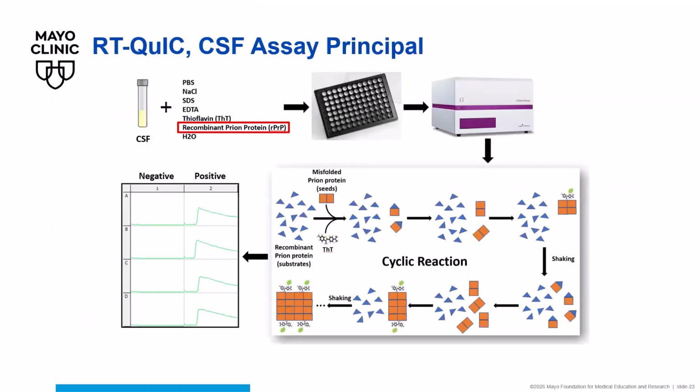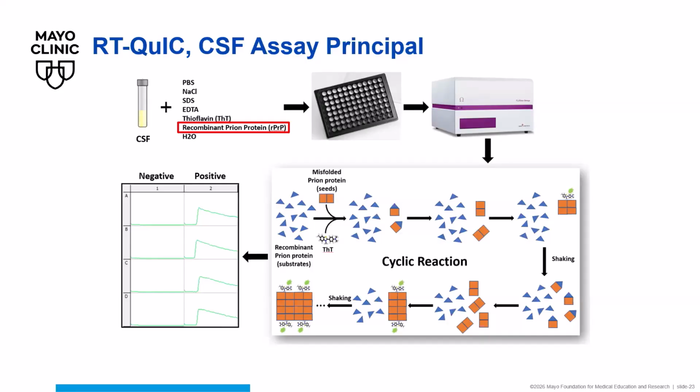So you've heard me talk a lot about the RT-QuIC assay, so I want to go through the basic components of the test. The way it works is you take a patient's CSF and mix in some buffers along with a detergent, thioflavin T, which is a molecule that fluoresces at a unique wavelength when it intercalates into beta sheets. You also include recombinant prion protein, which is produced recombinantly but has the native structure.